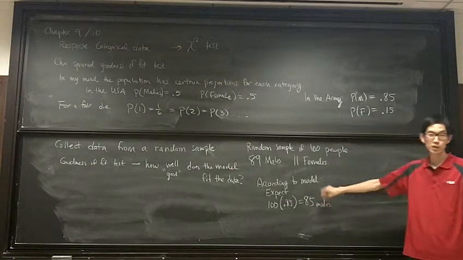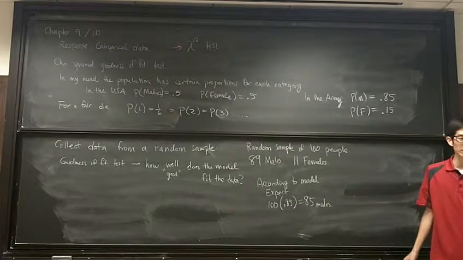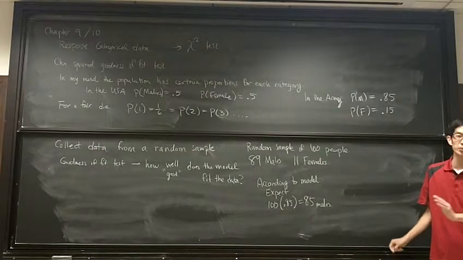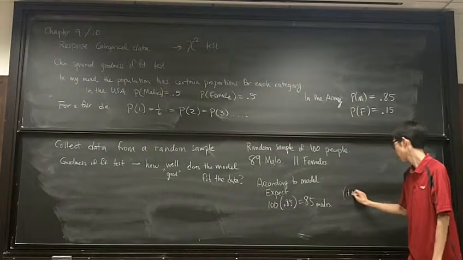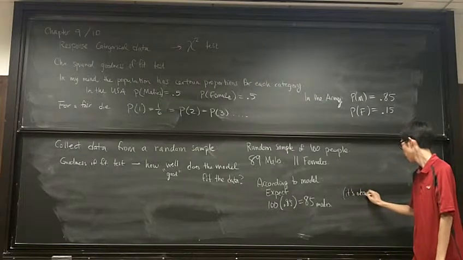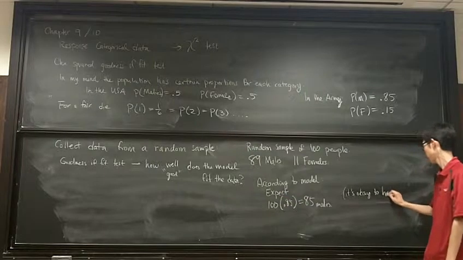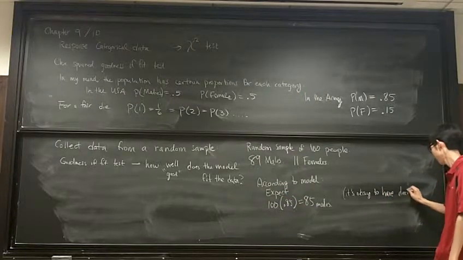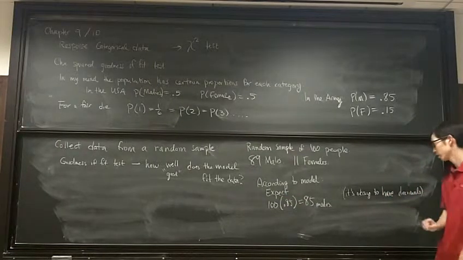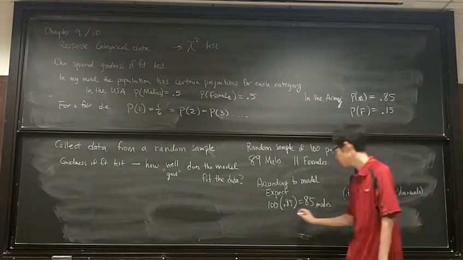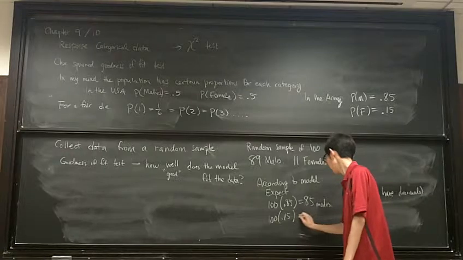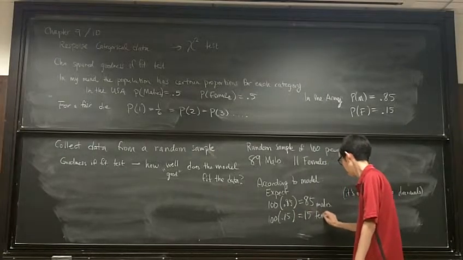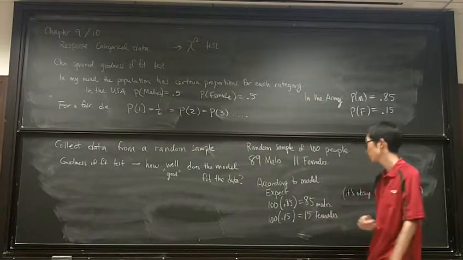And it's okay if you get a decimal here. If the model says you expect 85.3 males, that's fine. It's okay to have decimals. And we would expect 15 females.